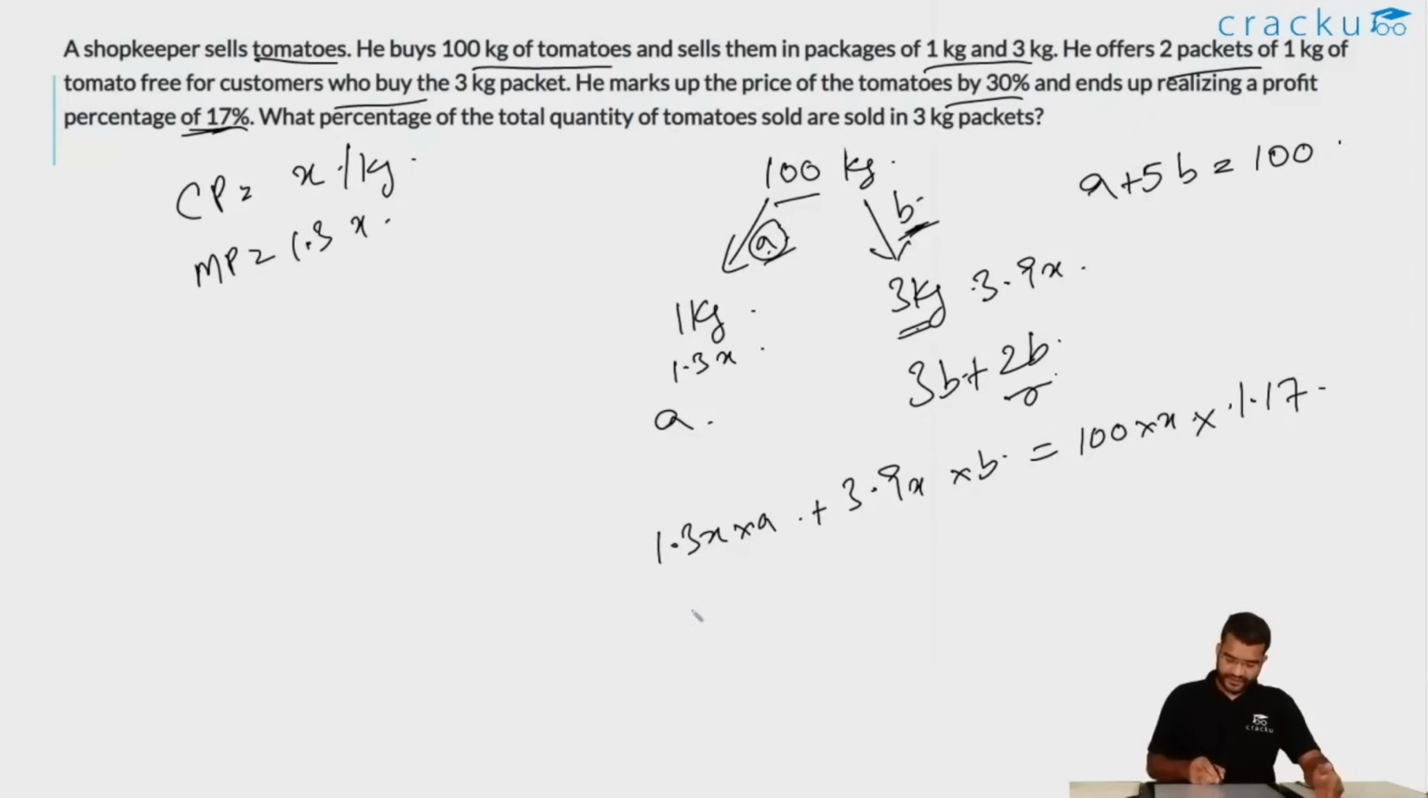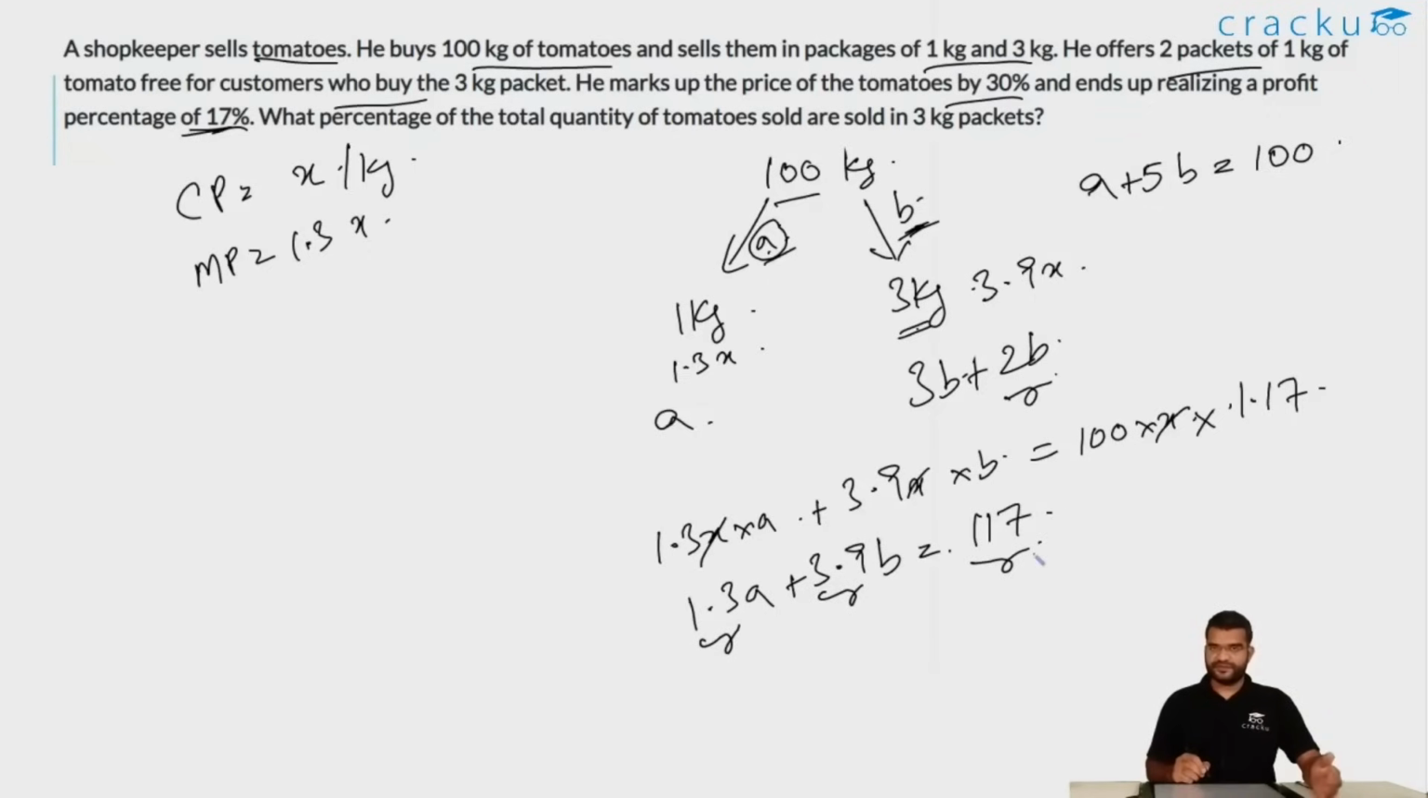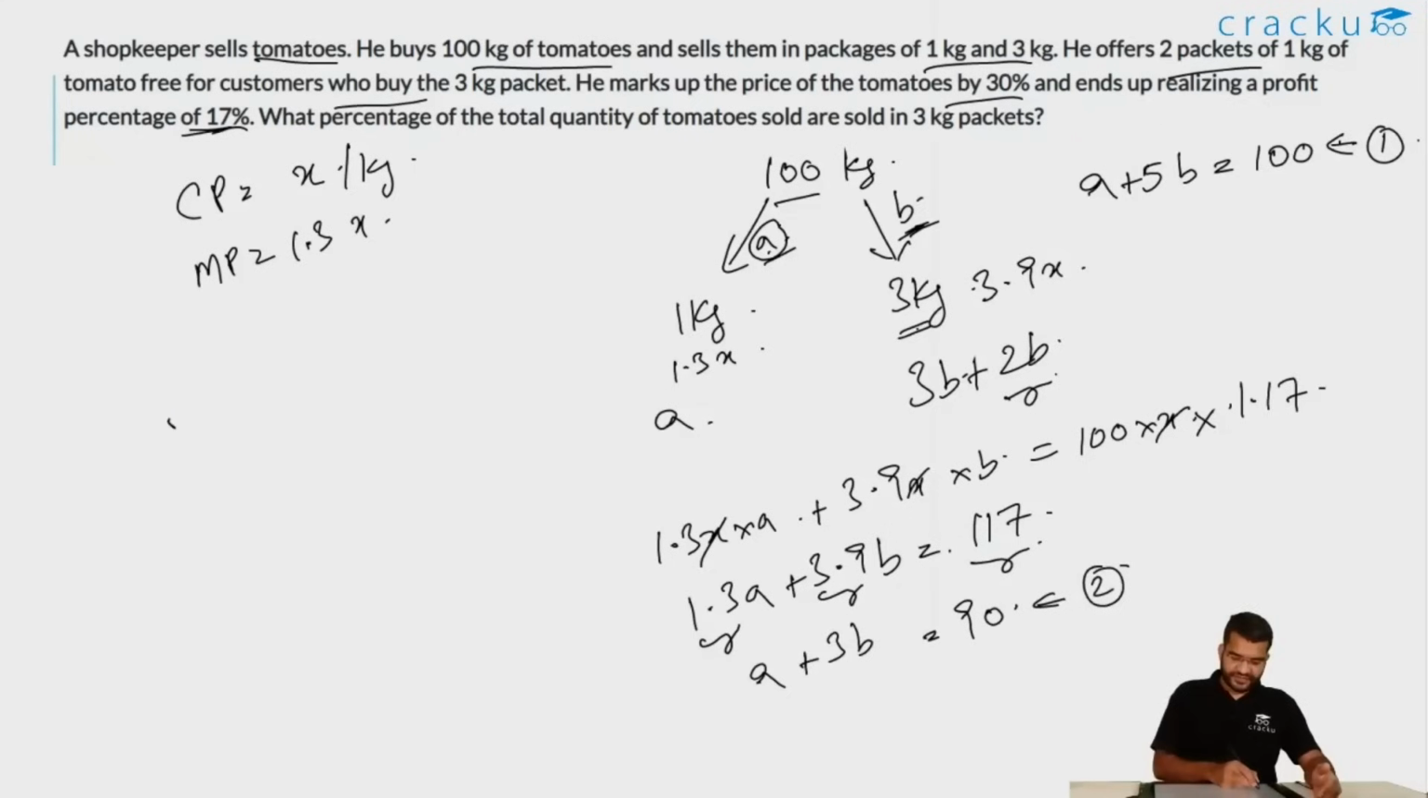If you simplify and cancel x on all the terms, you are going to get that 1.3a plus 3.9b is equal to 117. Now you can divide all the terms by 1.3 because all of them are multiples of 13. If you divide the entire terms by 1.3, you get a plus 3b is equal to 90. This is the second equation. 90 is basically 117 divided by 1.3, and the first equation is a plus 5b equals 100. So if you subtract the second equation from the first equation, you get 2b is equal to 100 minus 90, which is equal to 10, or b is equal to 5.